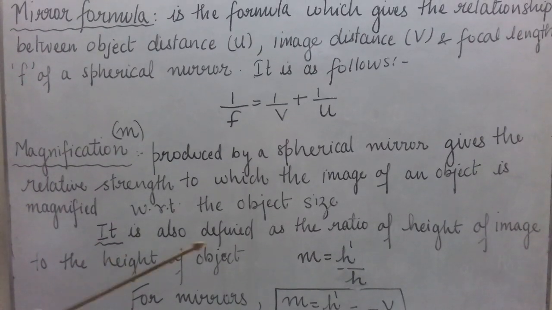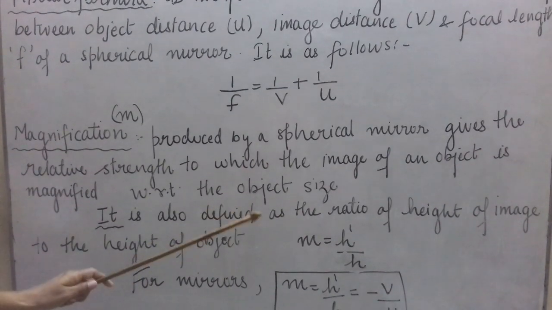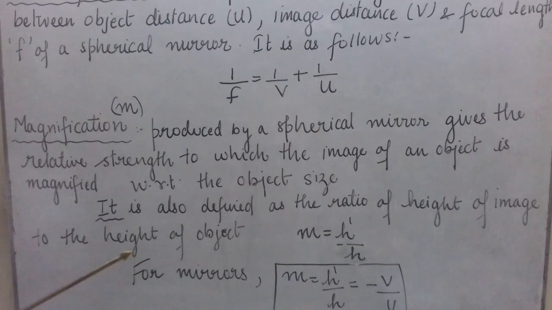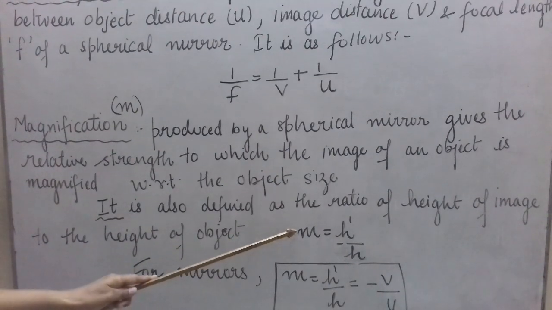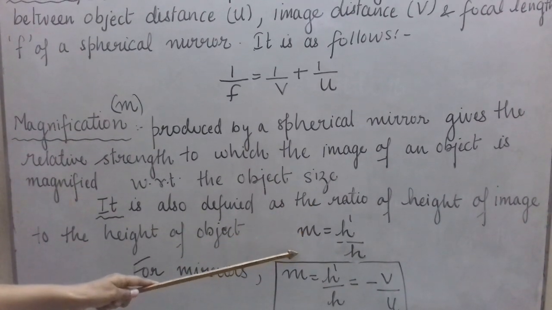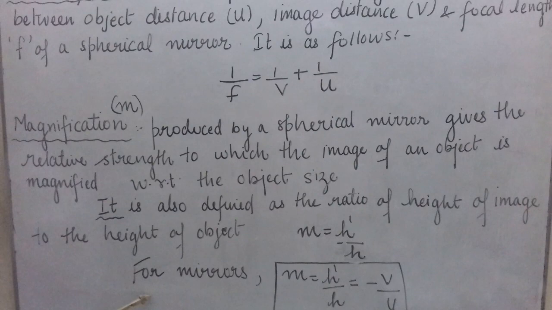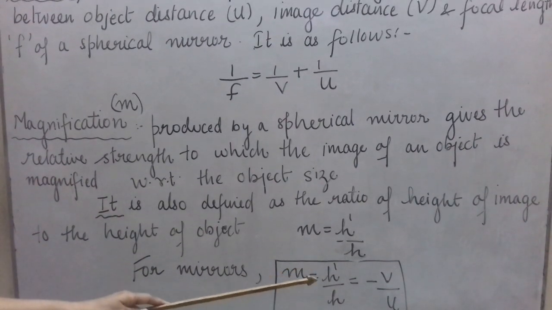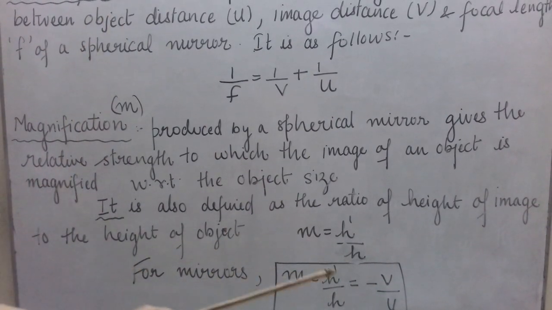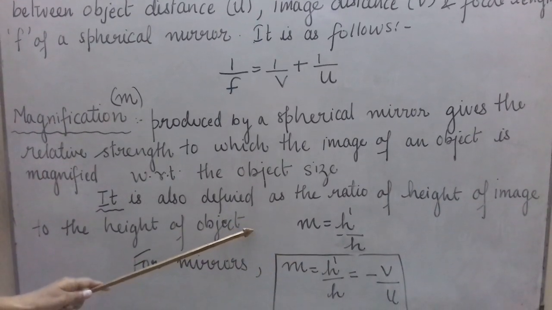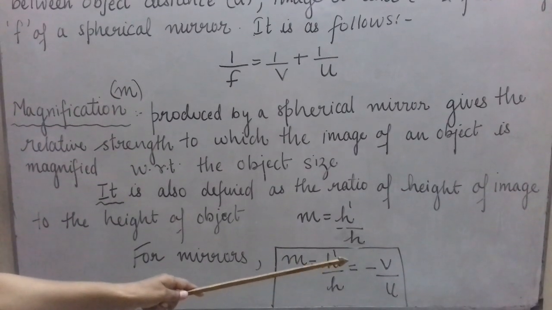So magnification is also defined as ratio of height of image to the height of object, and we know that height of image is represented by h dash and height of object by simple small h. So we can write the magnification formula like this: small m is equal to h dash upon h. This is a basic definition of magnification. Now in case of spherical mirrors, we can also write that m is equal to minus v upon u. So magnification formula for spherical mirrors becomes minus v upon u. So combining both, we can write m is equal to h dash upon h, it is equal to minus v upon u.